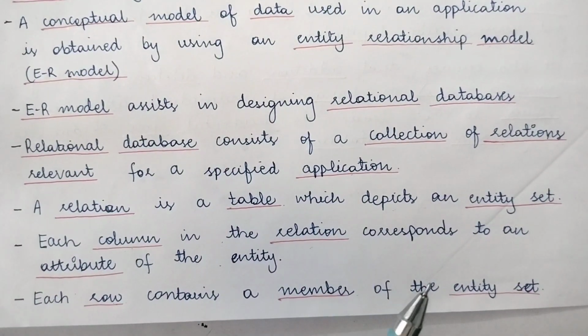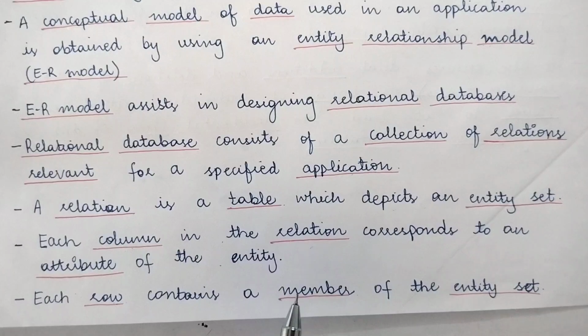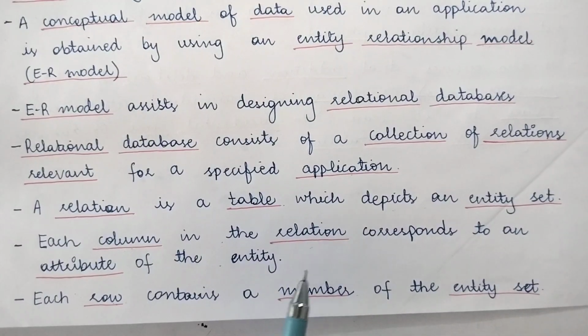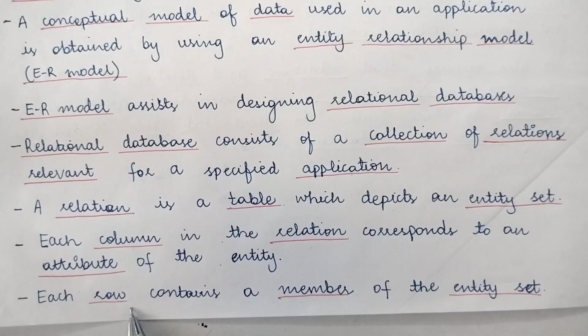Just like columns represent attributes, rows represent the members of the entity sets. Meaning, every row is representing one entity from the entire entity set, and that means I can say that each row is representing a record of the entity set. For example, if you have a student entity set, then one individual student in that student entity set is represented by the row.